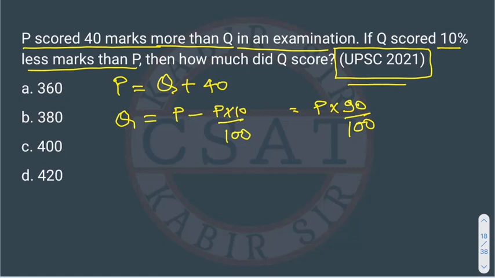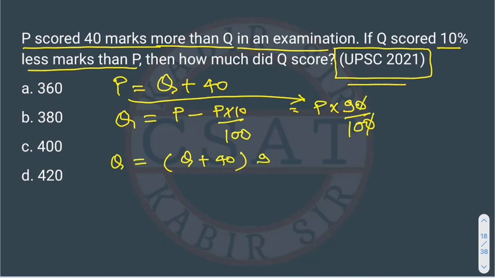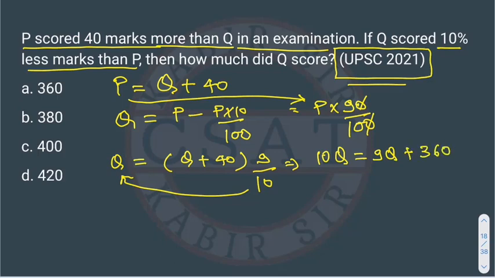Okay, so now how will we solve it? We will put the value of P here. So Q is equal to 9 by 10 of Q plus 40. This 0 will cancel this 0, so it will be 9 by 10. Now the 10 will go this side, so it becomes 10Q is equal to 9Q plus 360. This 9Q will come this side and get deducted, so it becomes 10Q minus 9Q is equal to 360.